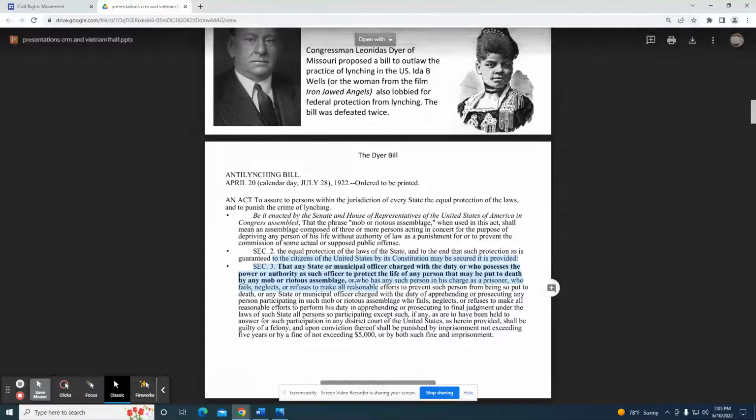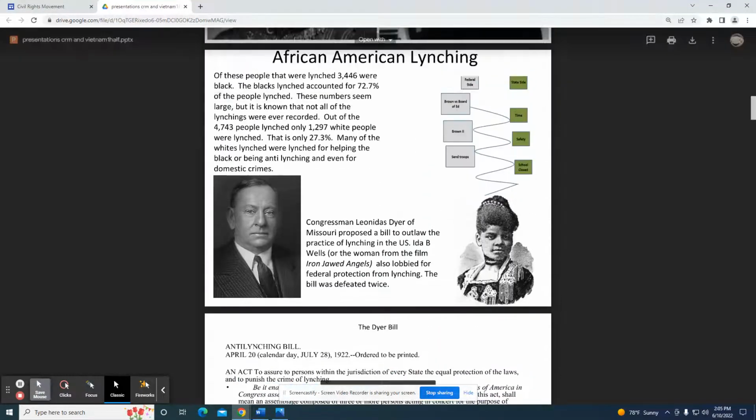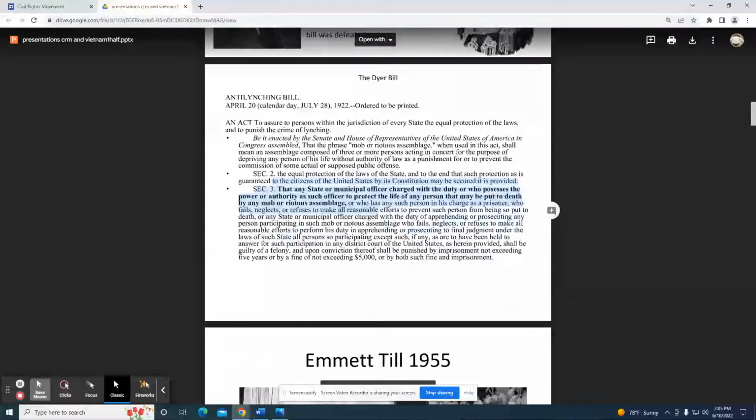I highlighted this section. It's really looking at whether or not the federal government is going to come down on states and local communities that are allowing lynchings to take place. So that's that one topic.